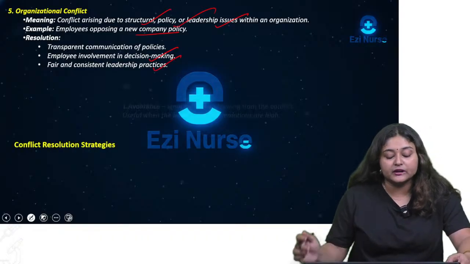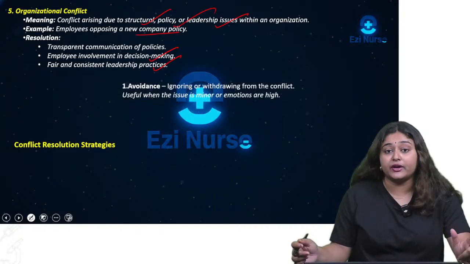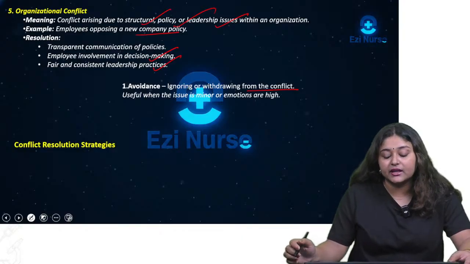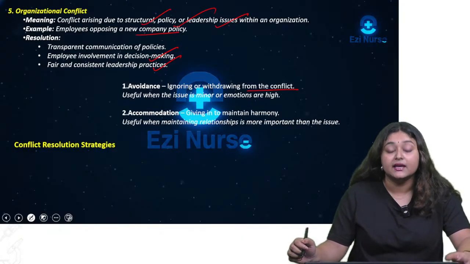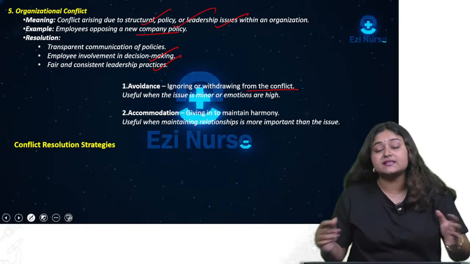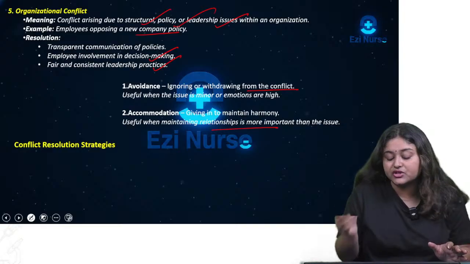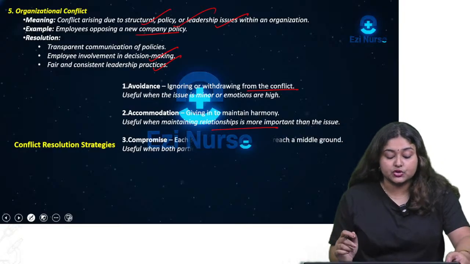Now come to the conflict resolution strategies. First is avoidance. They ignore or withdraw from the conflict, and it is useful when the issue is minor or emotions are high. Now come to accommodation. In this, they give in to maintain harmony. So it is useful when maintaining the relationship is more important than the issue.